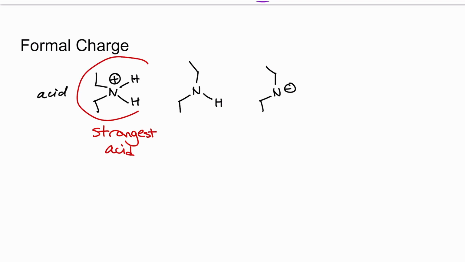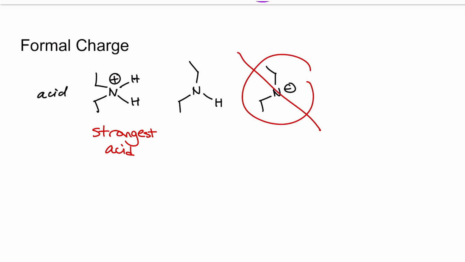So this molecule is the most acidic, while this molecule actually isn't even an acid because it does not have hydrogen in it. So this would be the weakest acid because it's not even an acid. Even if it counted as an acid, the negative formal charge would make it a very weak acid. Now, why do the charges determine acidity?